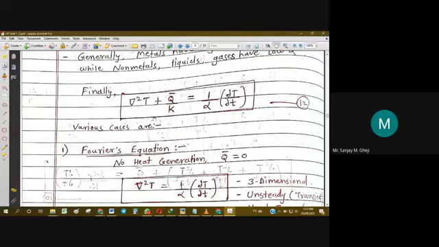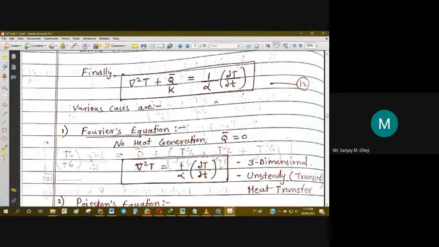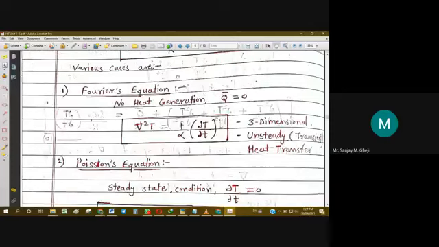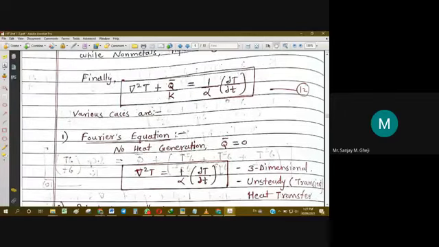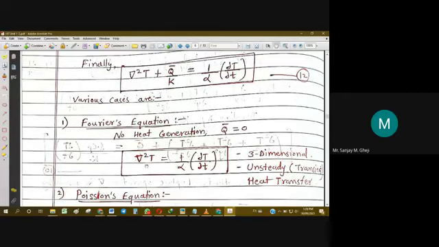So finally, del square T plus q bar by k equal to 1 upon alpha into del T by del t. This is a reduced form of this equation. Now let us apply various cases. For this basic equation, suppose there is no heat generation. Internal heat generation is absent, so q bar equal to 0. So this will be del square T equal to 1 upon alpha del T by del t.